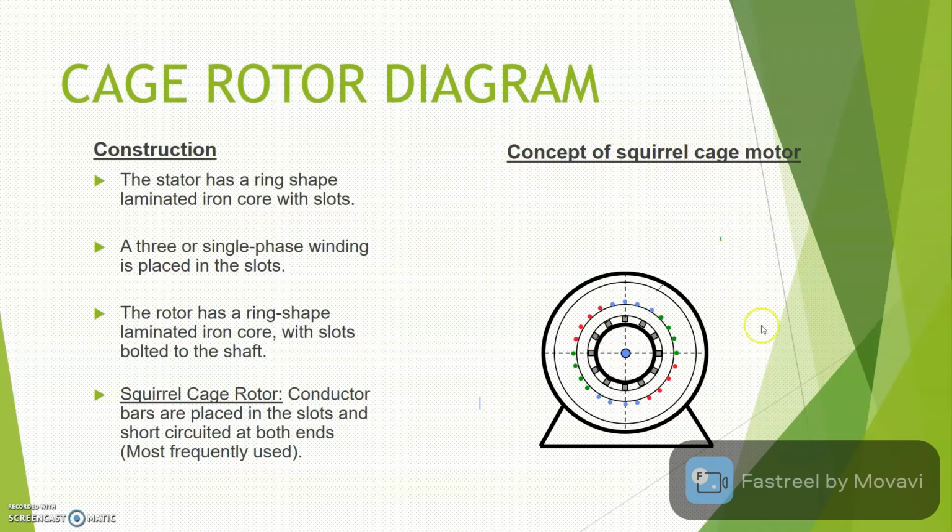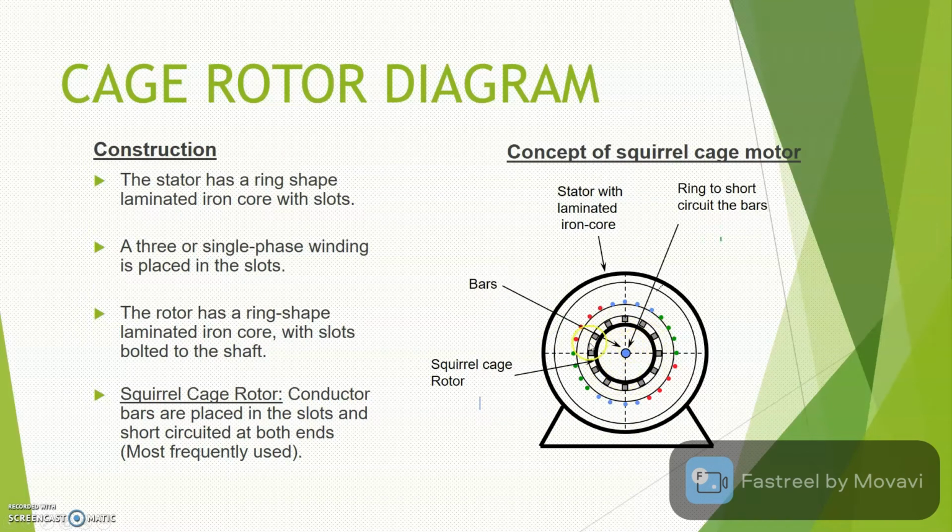Basically, this diagram shows you the cage rotor diagram. In terms of the construction, this is the stator with the laminated iron core. This is the stator part, and the one in the middle is the squirrel cage rotor. The blue color represents the bars. Usually for the bars, the ring will be short circuited to the bars. This is the slot where we are going to put the windings.